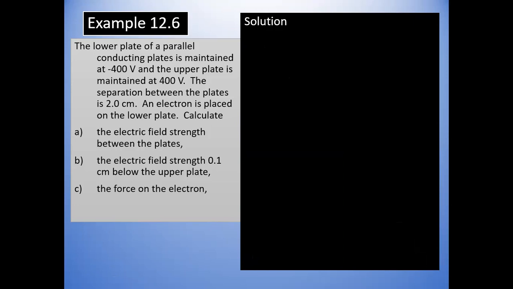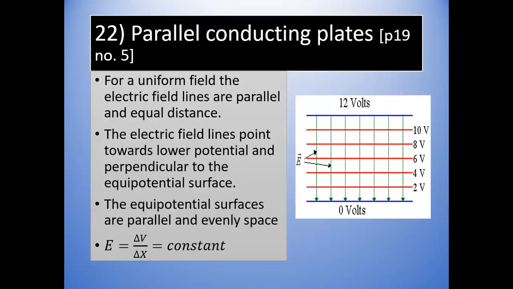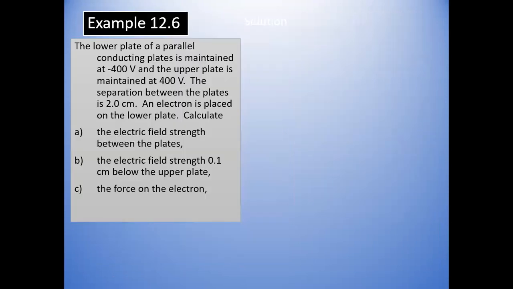The question asks for the electric field strength between the plates. So 400 divided by 4 pi epsilon... What is the radius? No, just use this formula: potential difference divided by the separation. But the 2.0 cm there is the separation, not the radius. You must read carefully. D and R are completely different.